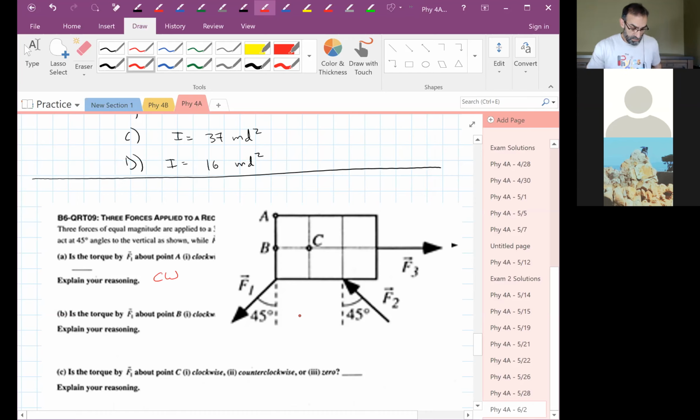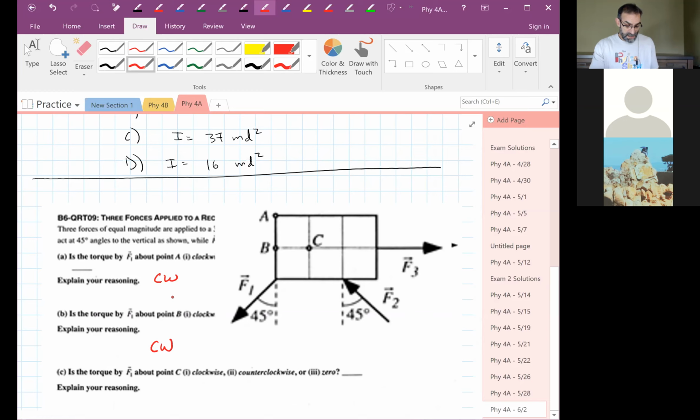Okay, B: is the torque from F1 about point B clockwise, counterclockwise, or 0? Clockwise. Same situation as the other one, right?